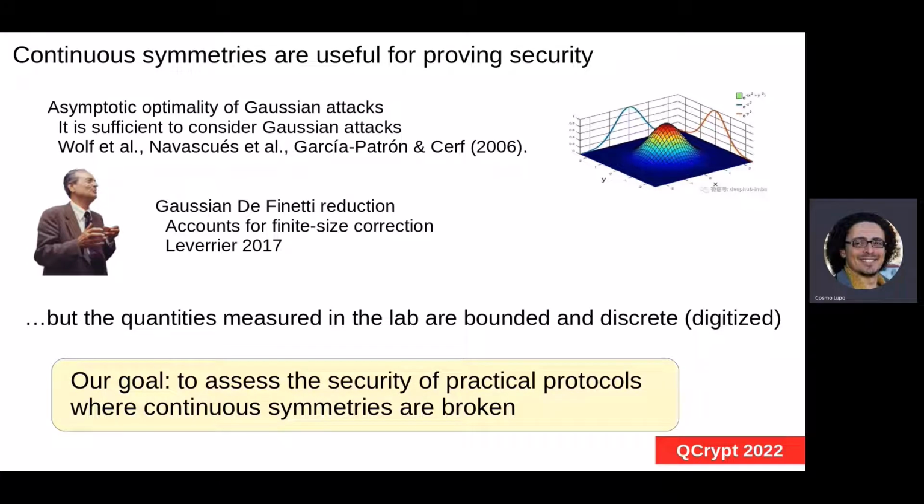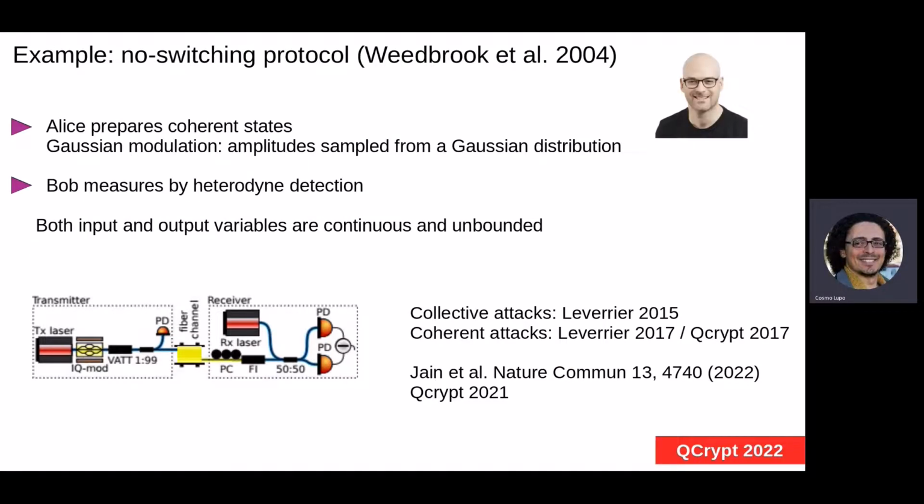So the goal of the work that I'm presenting now is to assess the security of practical protocols where continuous symmetries are broken. So they cannot be exact, they are only approximate. The example I'm starting from is this particular protocol, the no-switching protocol by Weedbrook and others. Alice prepares coherent states. In the initial protocol from 2004, the modulation was Gaussian, so Alice was sampling the amplitude of the coherent state from a Gaussian distribution.